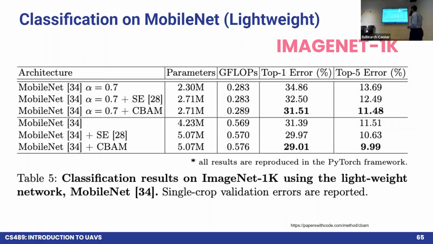Okay, classification on MobileNet. They have also tried MobileNet with CBAM. It gives fewer errors than MobileNet plus SE or MobileNet alone. We can see in terms of parameters there is an increase, almost the same as SE. In terms of GFLOPs, it's very comparable. And in terms of top-1 and top-5 error, CBAM provides better performance.